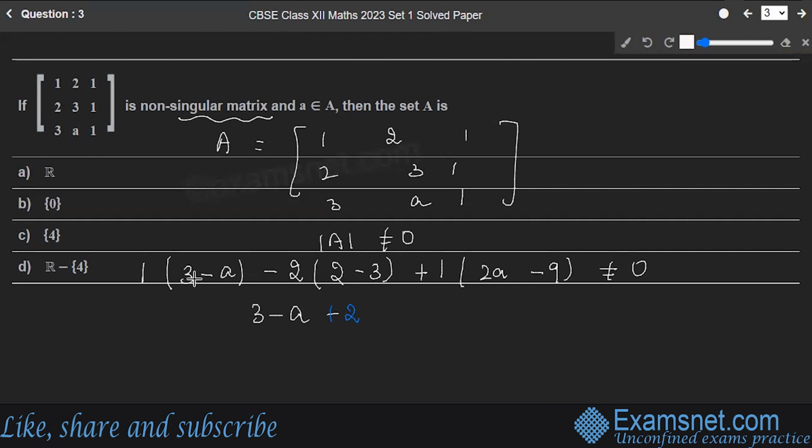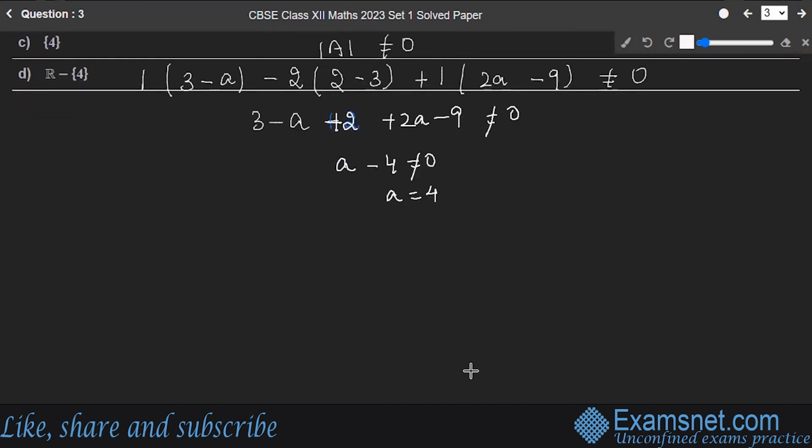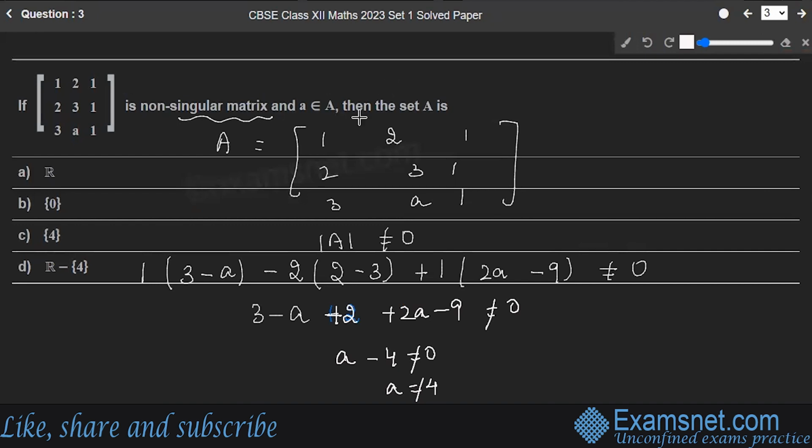So this is equal to 3 minus a plus 2 plus 2a minus 9 is equal to 0. This gives a minus 4 is not equal to 0, sorry. That gives you a is not equal to 4, right? So that's it. A is not equal to 4. Then set A is all the real values except 4. 4 is not included, which means option D is the correct answer.